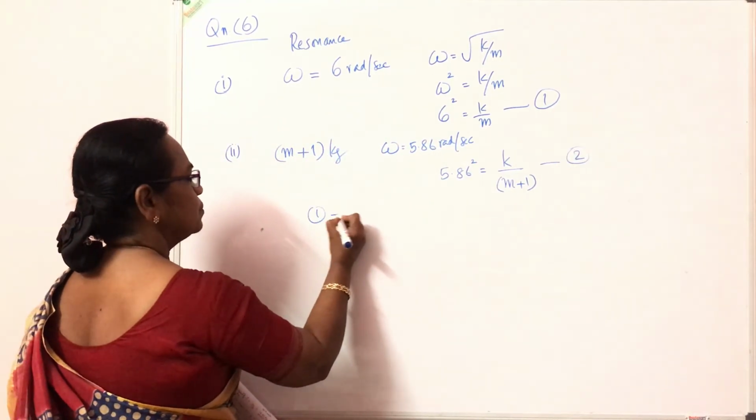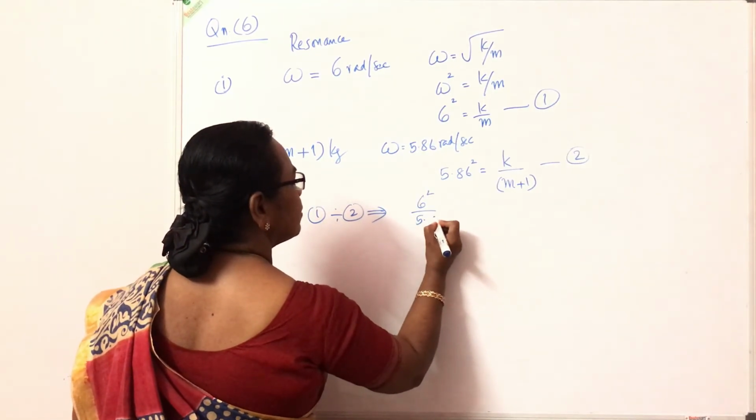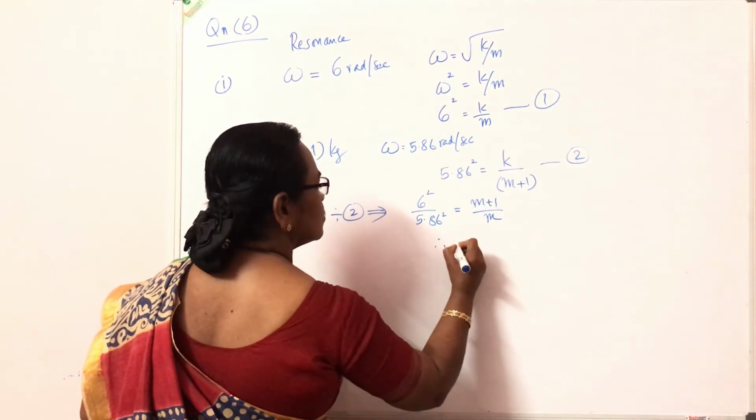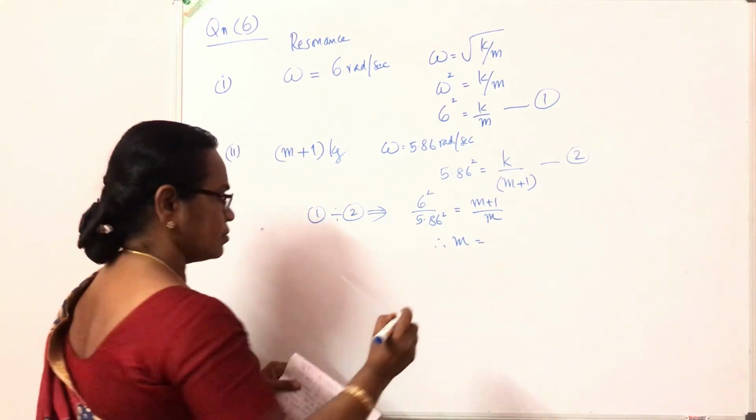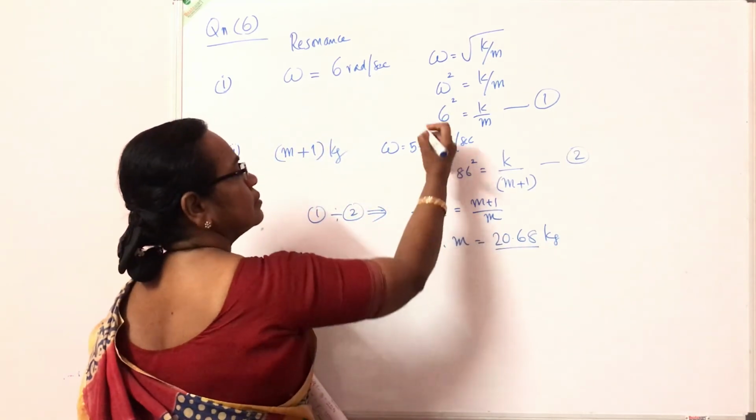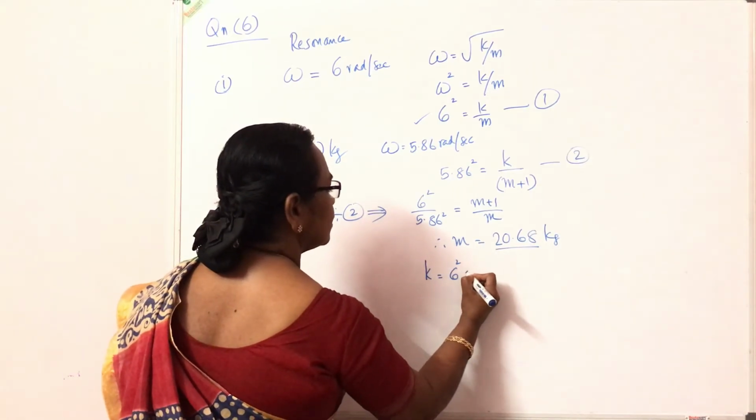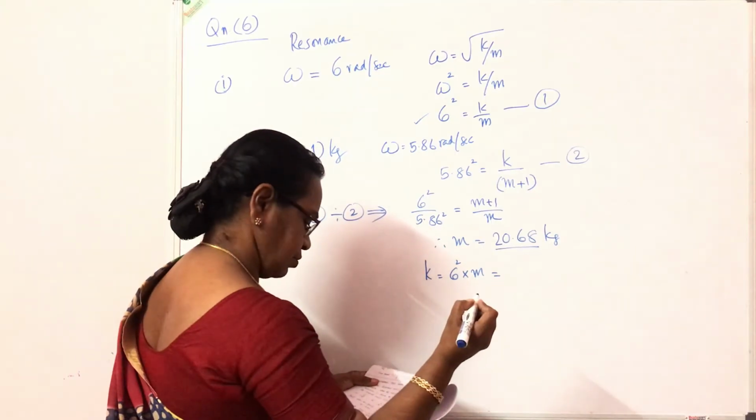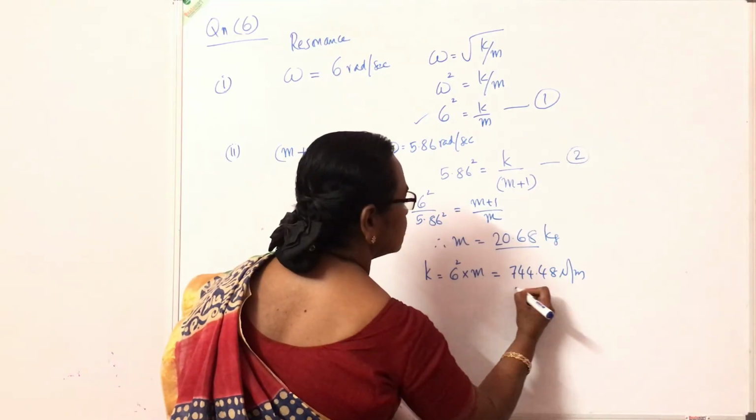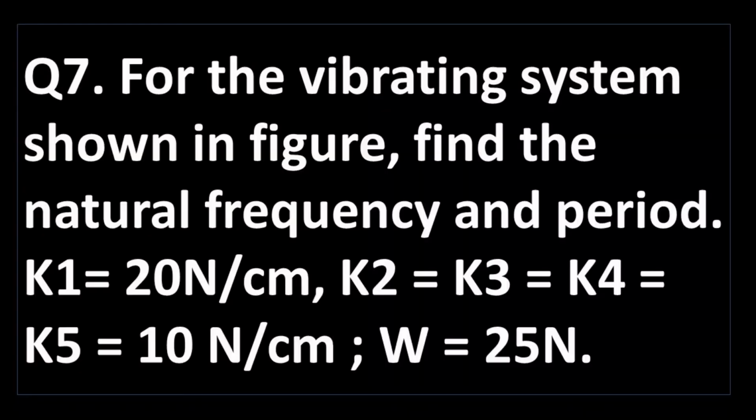So dividing 1 by 2, 6 square by 5.86 square is equal to m plus 1 by m. Solving that, we'll get the mass of the system as 20.68 kilogram. Substituting this in expression 1, we'll get k is equal to 6 square into m. It works out to 744.48 Newton per meter.